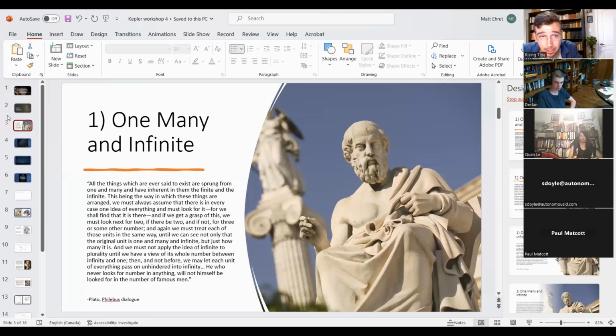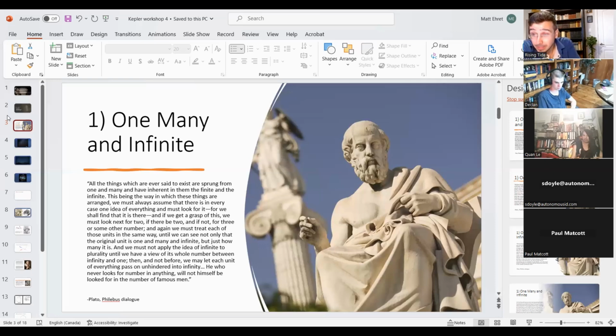And we must not apply the idea of the infinite to the plurality until we have a view of its whole number between infinity and one. Then, and not before, we may let each unit of everything pass on unhindered into infinity. He who never looks for number in anything will not himself be looked for in the number of famous men.